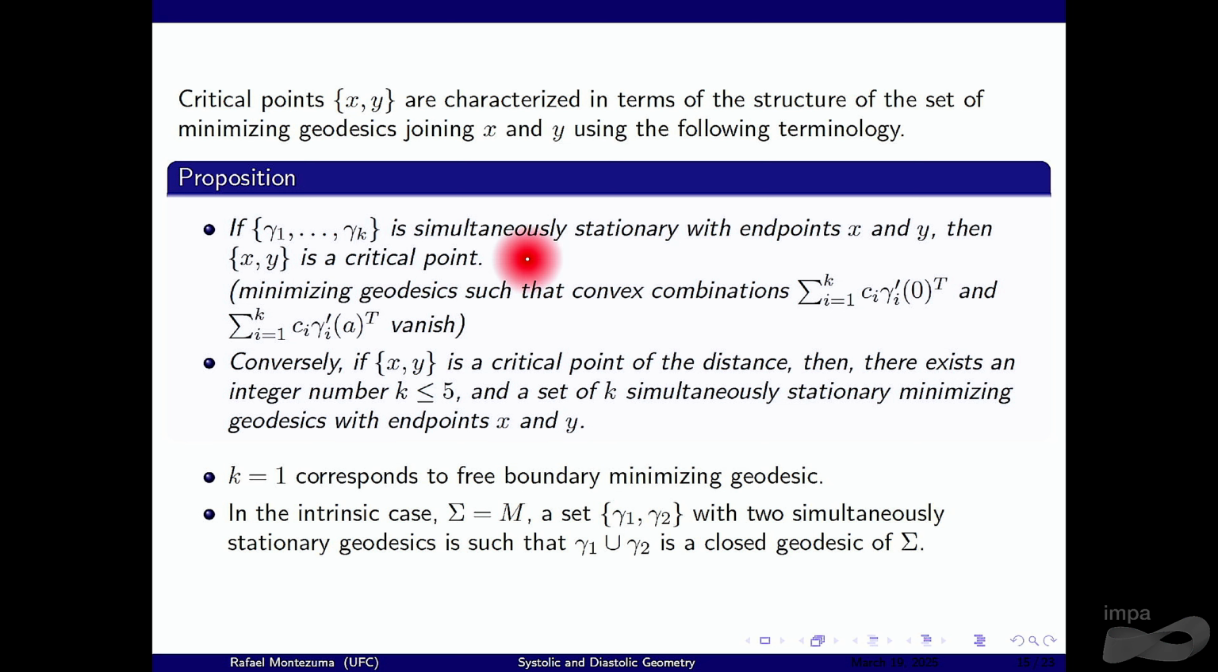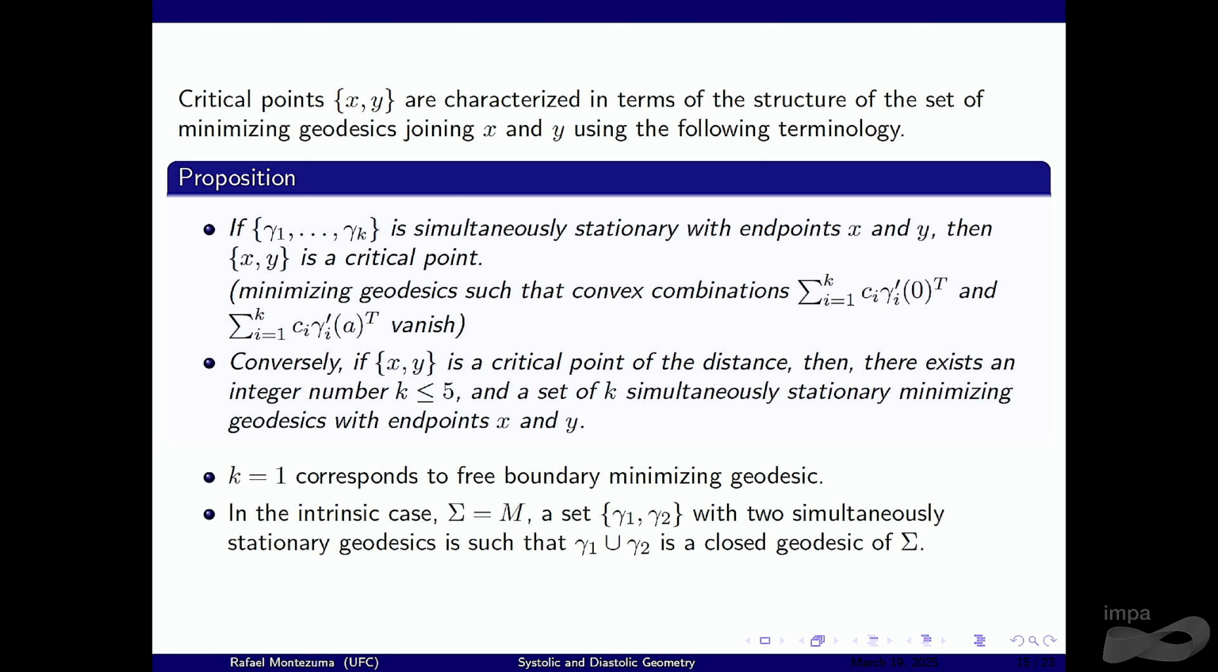If k curves are simultaneously stationary, in the sense, so what's here in the parentheses is the definition of what I mean by simultaneously stationary. So it means that there is no way to decrease. In other words, for k minimizing geodesics connecting x and y, they are simultaneously stationary if there is no direction that decreases in first order the length of all of them. That's the same if you use just the first variation formula.